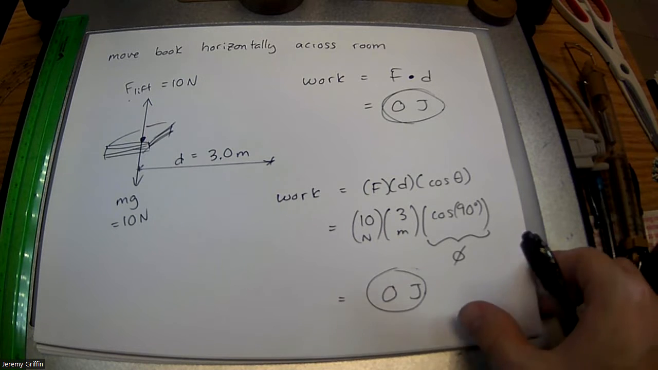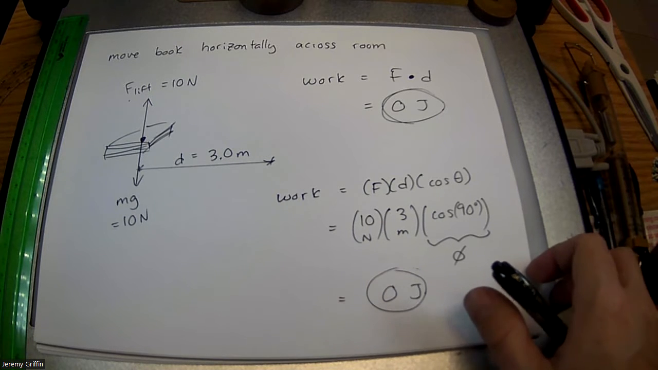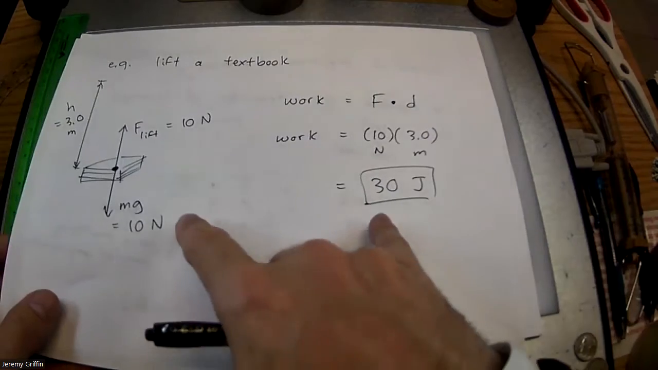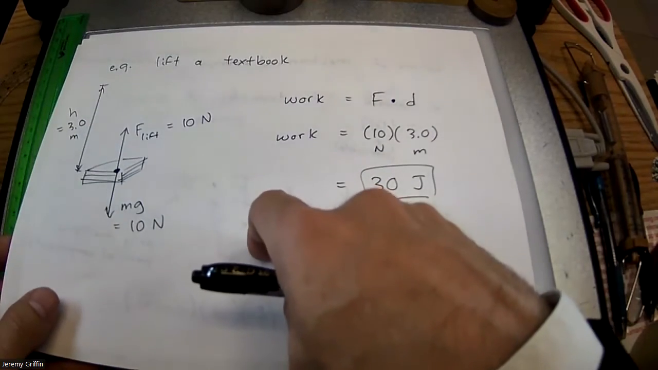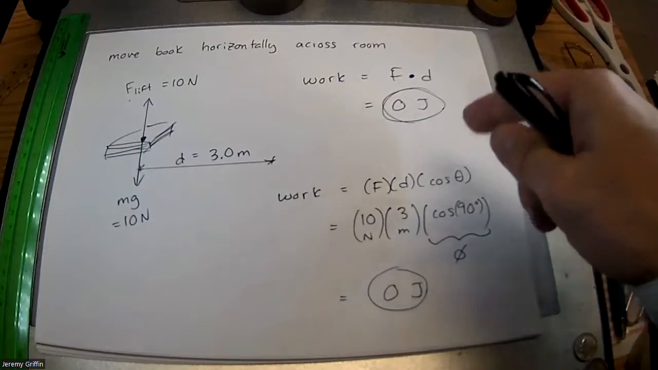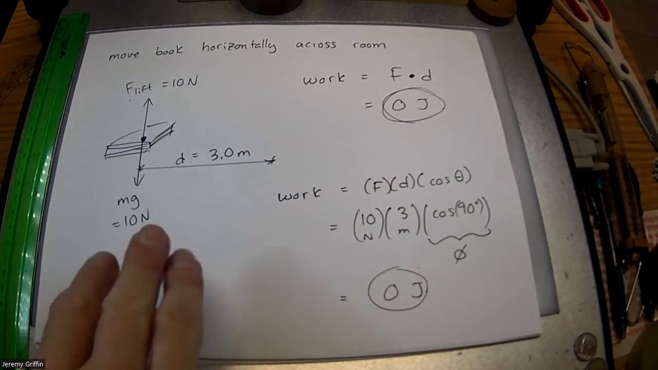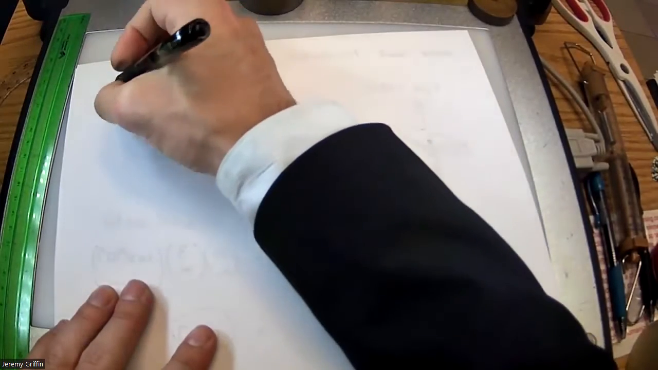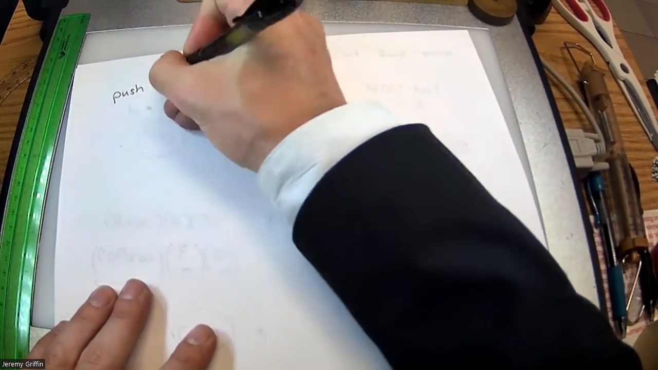All right. Okay, so we got lifting the book. You're putting work into it, that takes energy. Moving the book laterally, well, the force and the distance are perpendicular, so it's a wash. Okay? But what about a third example? Let's say you were pushing a shopping cart.